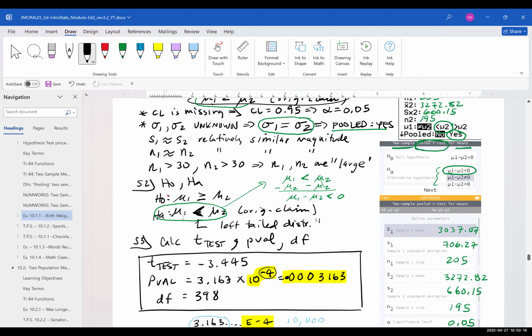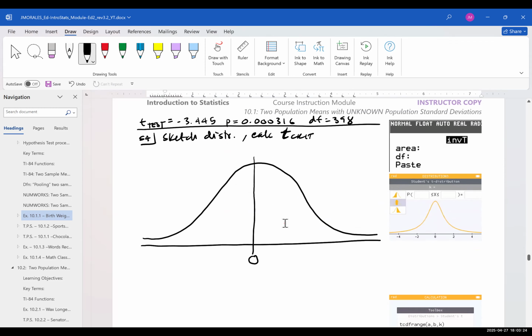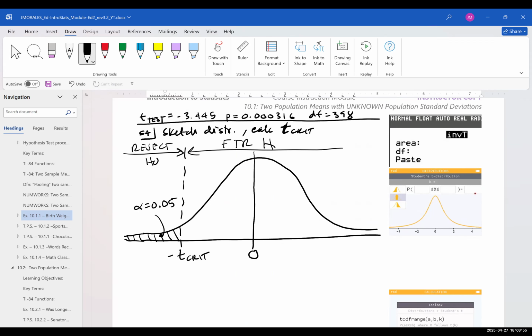Step 2. So the alternate hypothesis says that we're dealing with a left-tailed distribution. So we're going to have a negative t critical value. This area in the tail adjacent to the critical value is our significance level, which is 0.05. The area above the tail is our reject the null result. And the area on the other side is our fail to reject the null.